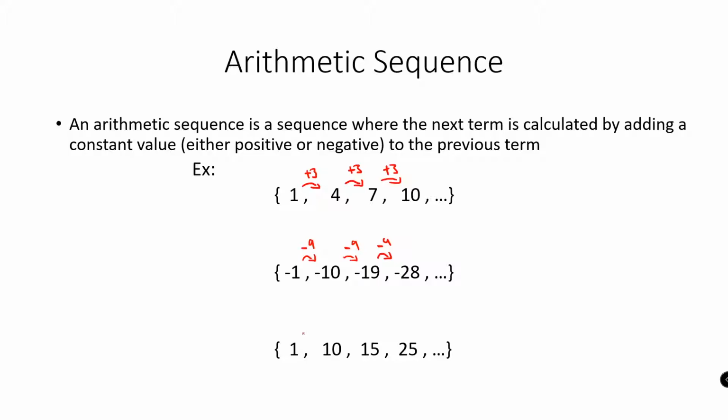Now let's move on to the last sequence, shall we? The difference between the first and the second term is 9, and the second and third term is 5, and the third to the fourth term is 10. So you can see that this is not the same value that's being added from the first to the second and second to the third term. So this is not an arithmetic sequence, but the first two examples are arithmetic sequences.